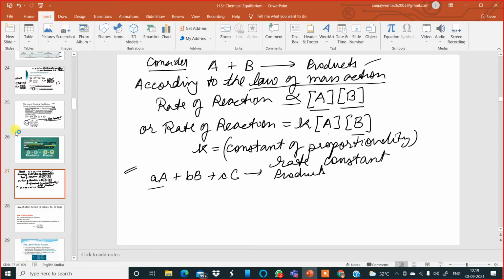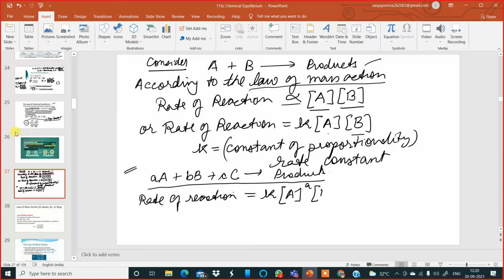Now for this general reaction, if I apply the law of mass action, then the rate of the reaction becomes like this. Rate of reaction will be equal to K, that is the rate constant, multiplied by concentration of A raised to the power of small a, concentration of B raised to the power of small b, concentration of C raised to the power of small c.